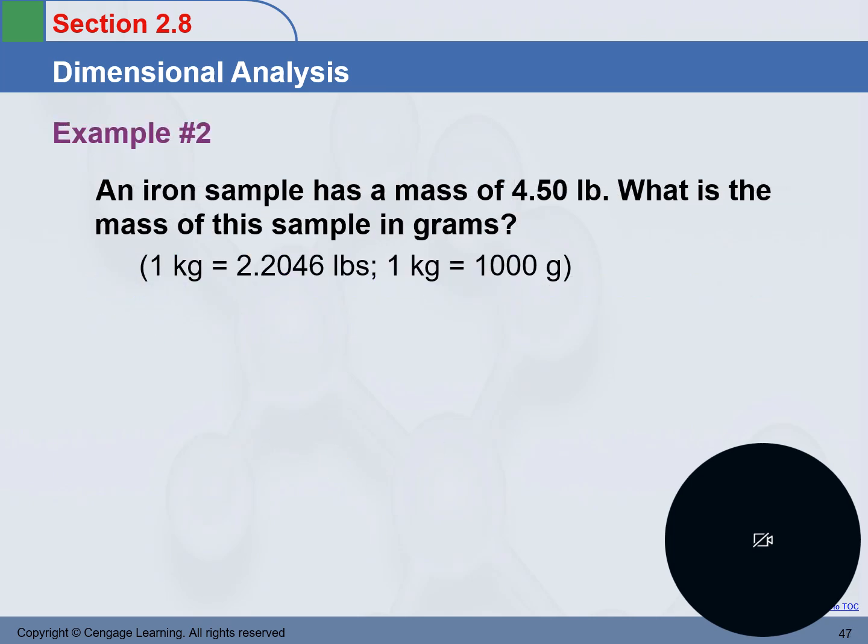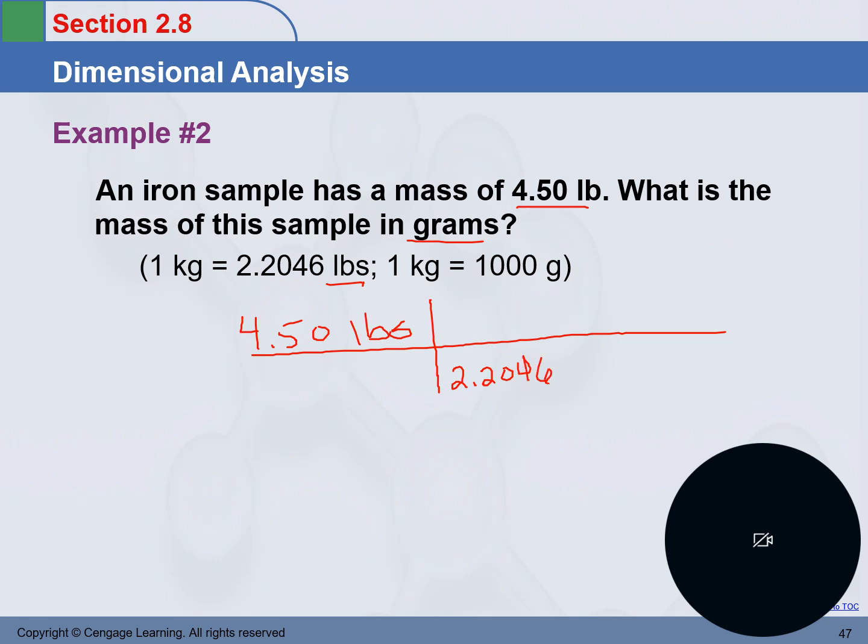Here's another example that I'll set up for you. So an iron sample has a mass of 4.5 kilograms. What's the mass in grams? So 4.50 pounds here. I'm going to set up my conversion. First thing I want to do is take the units, pounds, and get it on the opposite side, and take the number that goes right along with it. So it's going to be 2.2046 pounds here.